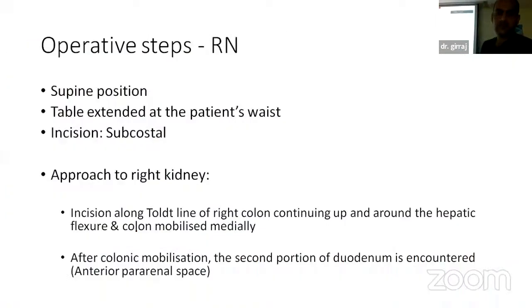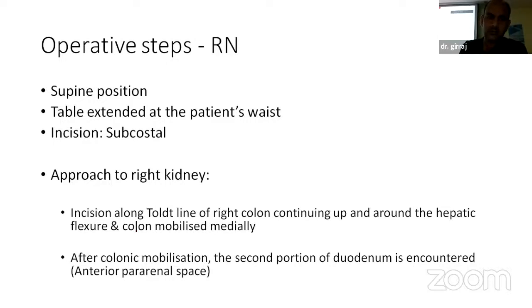Operative steps of radical nephrectomy. The patient is under general anesthesia and a Foley catheter is inserted, and the proper position is given, the supine position. The pressure points are well padded and the table is extended at the patient's waist between the iliac crest and costal margin. Incision: subcostal incision, flank position.